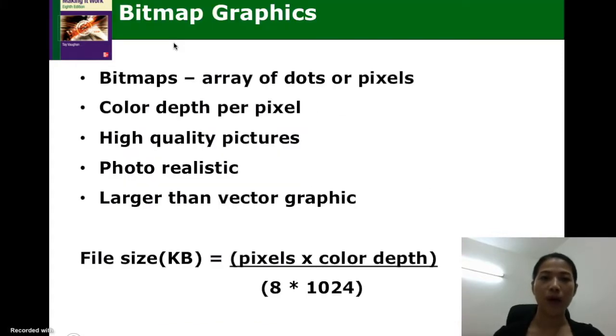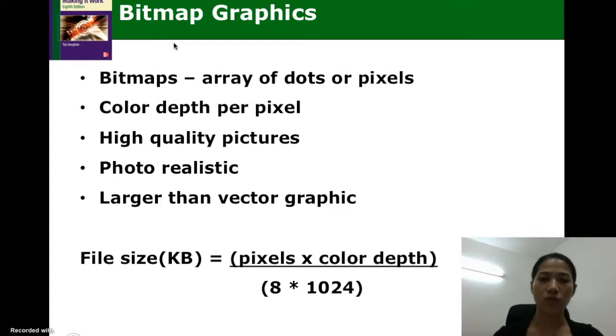So in general, a bitmap is defined as an array of dots or pixels. These are some of the criteria of bitmap graphics: color depth per pixel, high quality pixels, they are photorealistic, and they are larger than vector graphics.